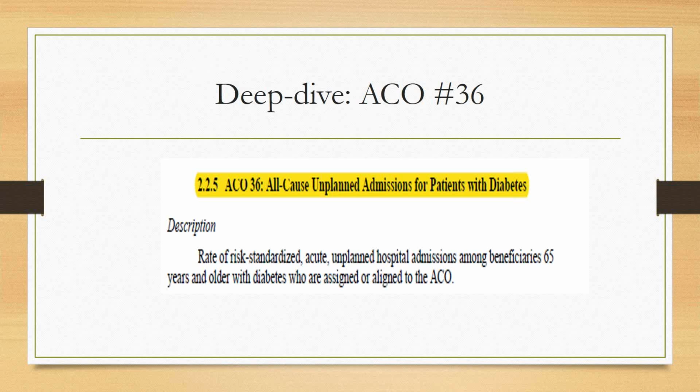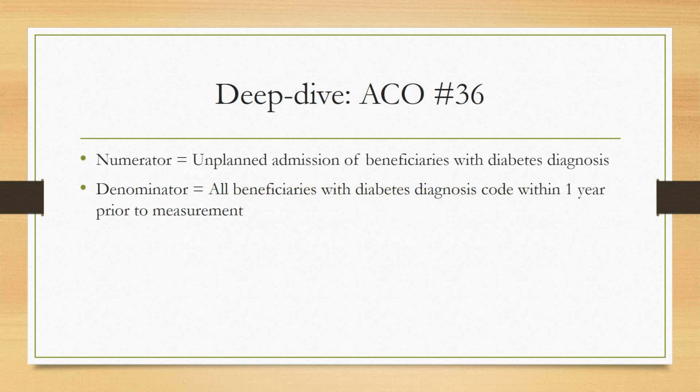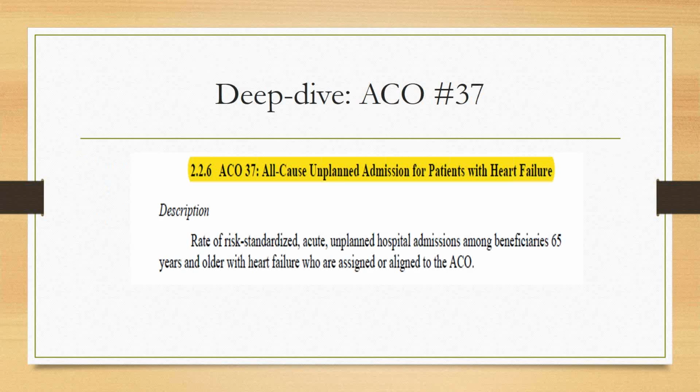So ACO number 36, all-cause unplanned admissions for patients with diabetes. This is basically any patient with a diagnosis of diabetes who is admitted to the hospital. So the numerator would be, of course, any unplanned admission of a patient with a diabetes diagnosis, and your denominator would be all of your beneficiaries that have a diabetes diagnosis code within the 1 year prior to the measurement. So they're just looking back at 1 year prior.